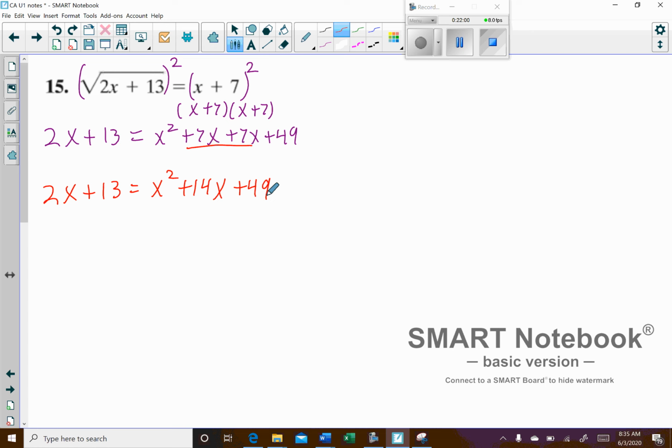All right, so now we'll set that equal to 0. I'm going to subtract 2x from both sides. And I'm going to subtract 13 from both sides. So the left side, everything cancels out.